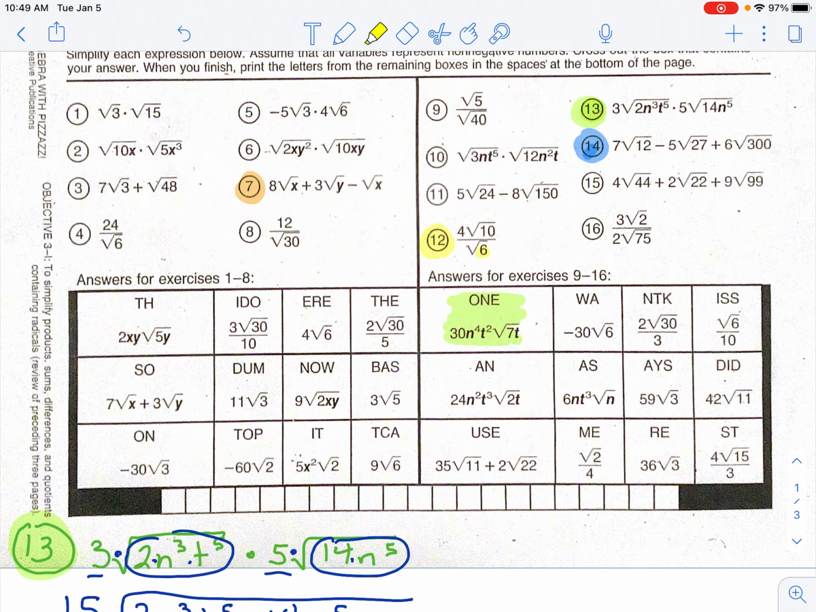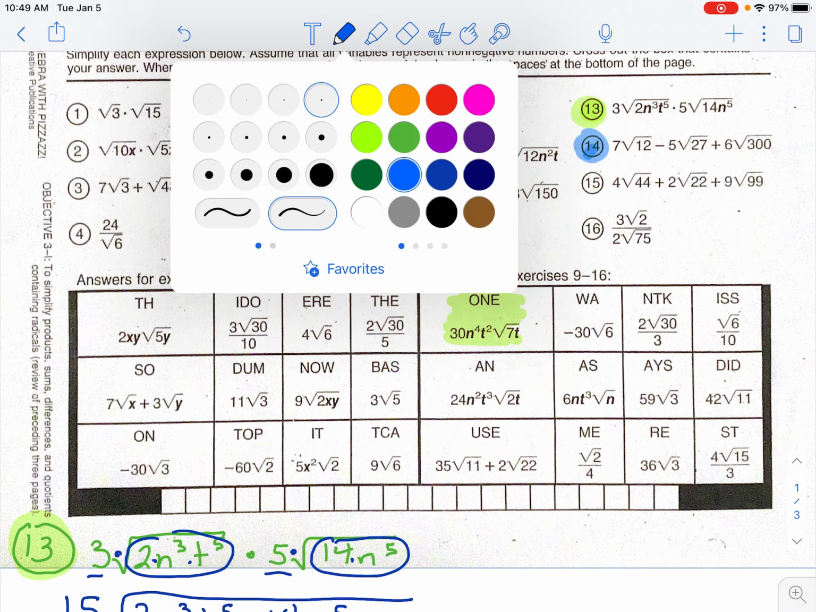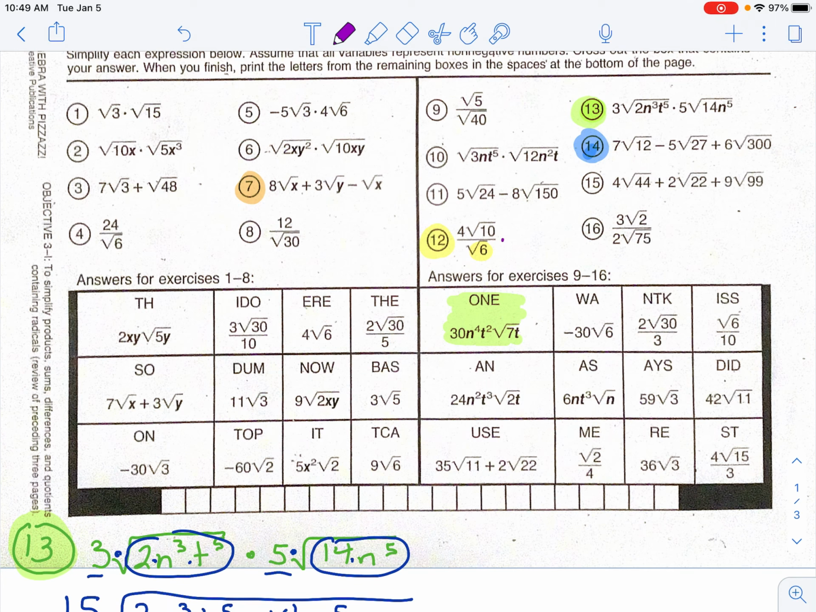So if we look at question number 12, we have a radical in the denominator. We have to get rid of that. So what we are going to do here is multiply this fraction by a value of 1. We're not going to use the number 1, but we're going to use whatever that square root is, so the square root of 6 over the square root of 6, because that has a value of 1. Anything divided by itself is 1.